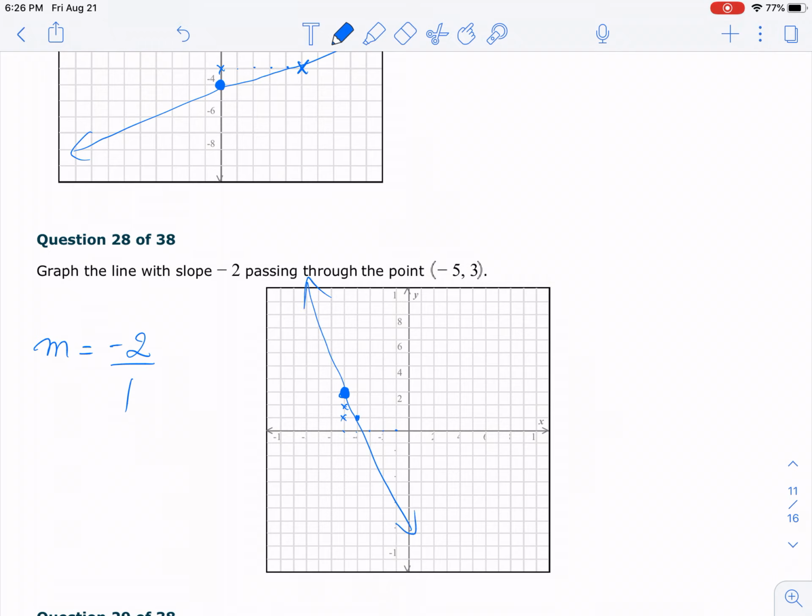I always treat the negative as being in the numerator. So if it's negative, it's down. If it's positive, it's up. And for the number on the bottom, I always keep it positive, so it always goes to the right.